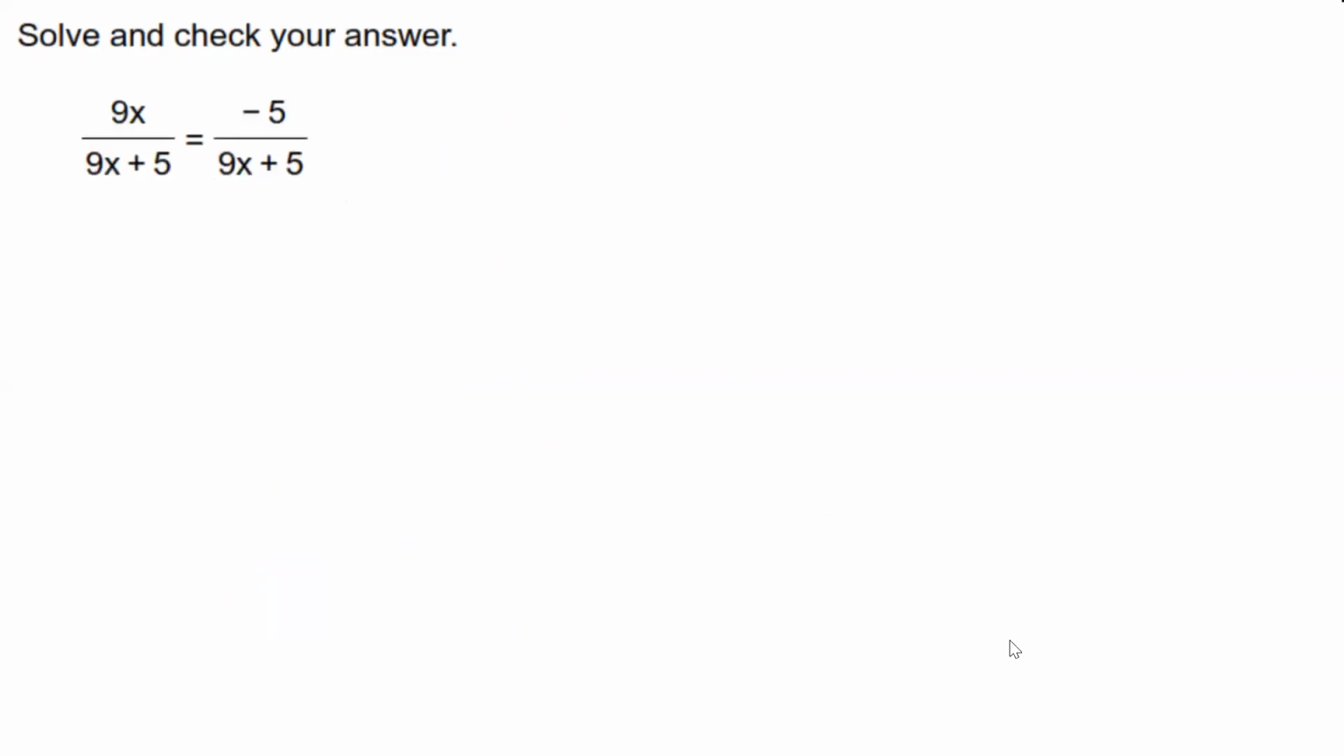All right, here. Solve and check your answer. Well, this one, guess what? 9x plus 5, 9x plus 5. So our denominators are the same. So what we can do is set our numerators equal. And so what we have is 9x equals a minus 5. Divide by 9. So x equals a minus 5 over 9.